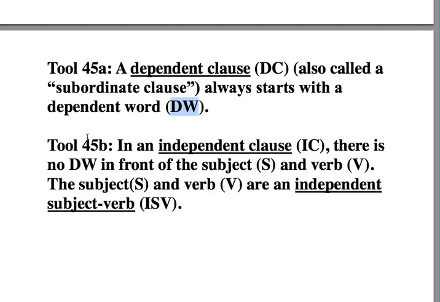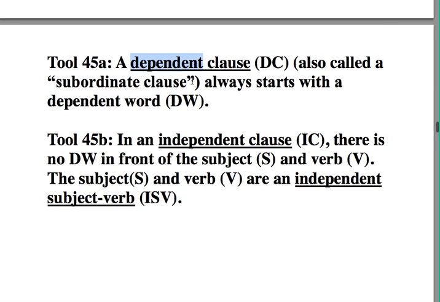Let's go back to our tool. 45B, in an independent clause, or IC, there is no DW in front of the subject and verb. The subject and verb are an independent subject-verb pair. Okay, so the pair is an independent subject-verb, or an independent clause. Now, if we think of this, dependent is someone who can't stand on their own, right? A child is dependent on their parents, right? In the same way, a dependent clause can't stand on its own. It needs something else to prop it up. An independent clause could stand on its own. It means it could be a complete sentence.